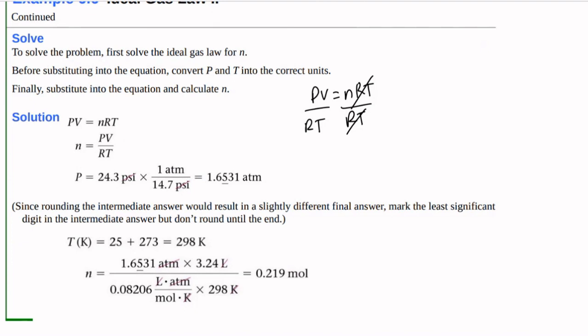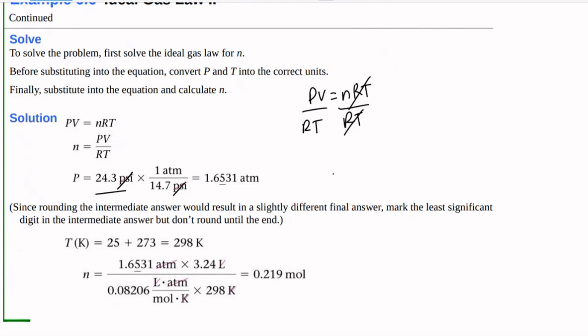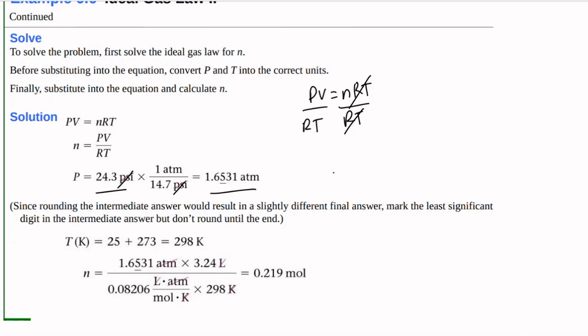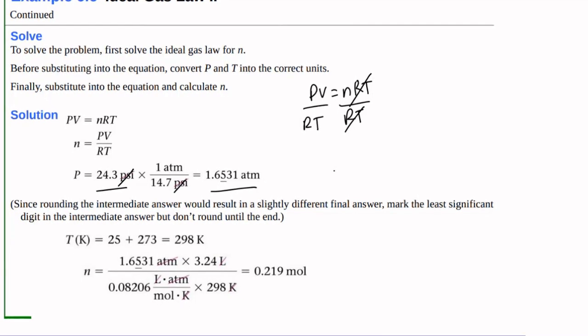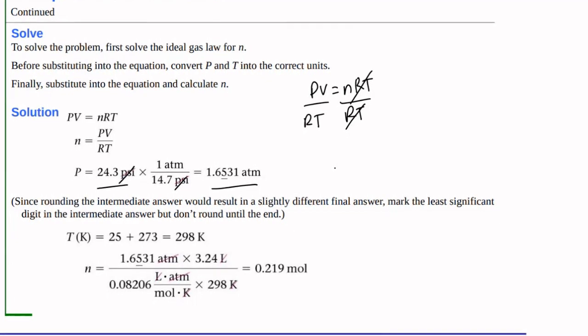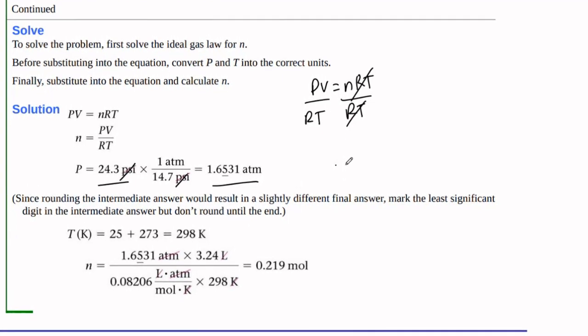Okay, and now we have to do all of our conversions. We have to make sure all of our units are correct. So our pressure, we started with 24.3 psi. We know that 14.7 psi is 1 atmosphere. So we divide by 14.7. psi cancels, and we're left with atmospheres, okay? And so temperature, we need to convert to Kelvin, so we add 273. So you could add 273 or 273.15. It really just depends on how many significant figures you started with. In this case, they just used 273 because that's adequate for our calculations.